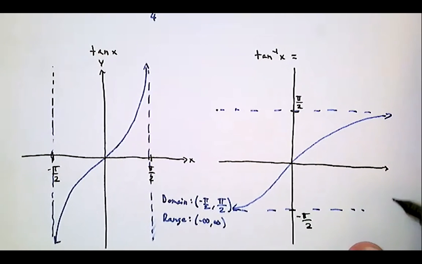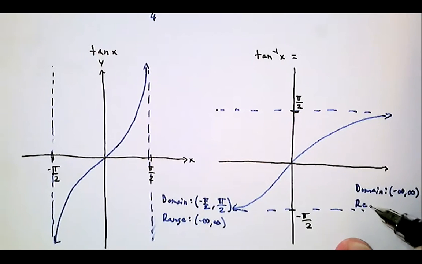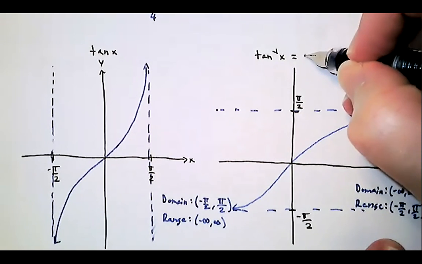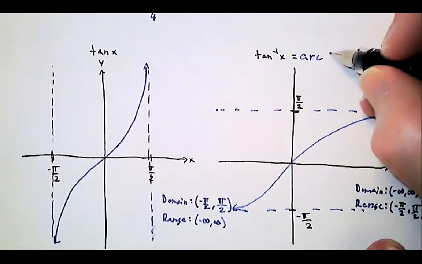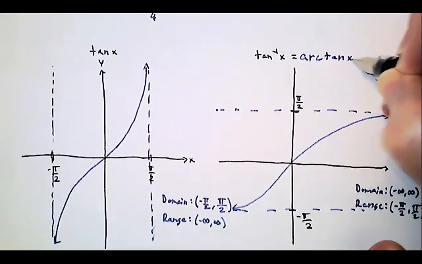Something like this. And it also switches the domain and range. Let's see if I can put it in down here. So the domain is the old range, minus infinity to positive infinity. The new range of arctangent is the old domain of our tangent function, minus pi over 2 up to positive pi over 2. And like I've been saying, you can think about this as tangent inverse or write out arctangent. They mean the same thing.